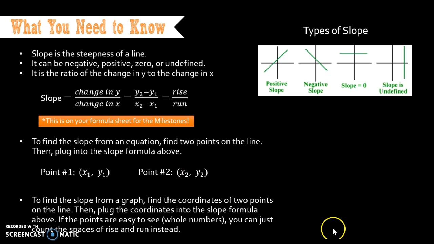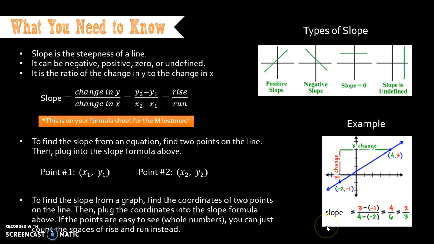To find the slope from a graph, you're going to find the coordinates of 2 points on the line by looking at the picture, and then plug those coordinates into the slope formula that you see above. If the points are super easy to see, like whole numbers that are real easy to find on your graph, you can just count your spaces of rising and running instead of plugging them into the slope formula. So here's an example, a visual of what we're talking about.